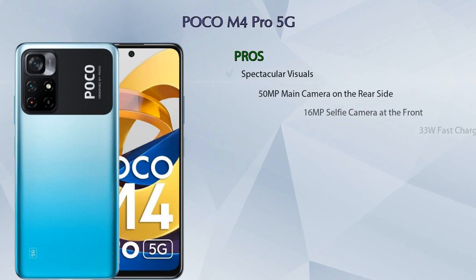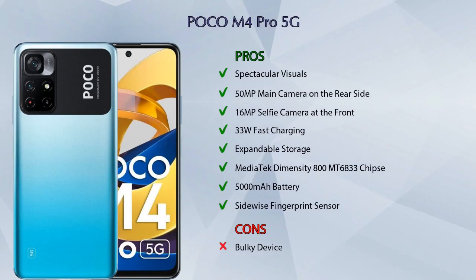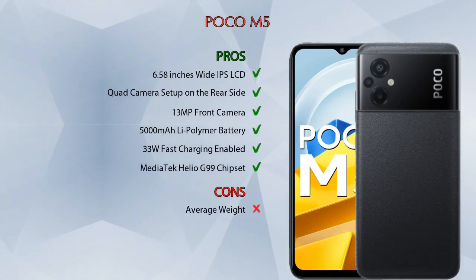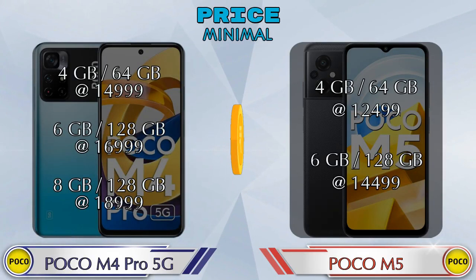Friends, now let's talk about pros and cons. The POCO M4 Pro 5G has 8 pros and 1 con, and if we talk about the POCO M5 then we can see 6 pros and 1 con. Both phones have the same 3 variants.